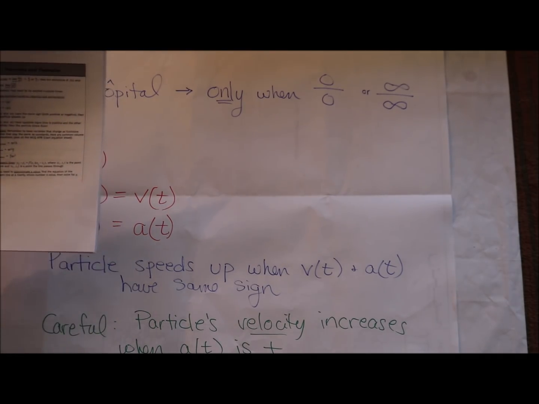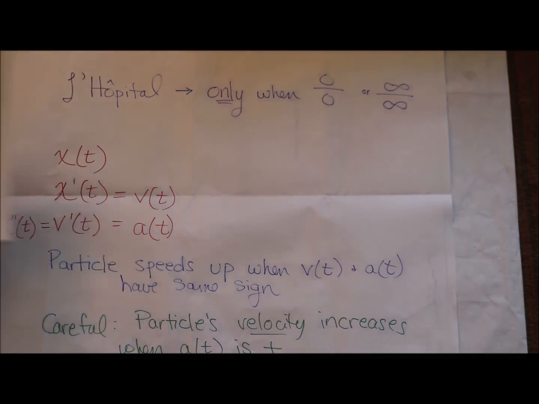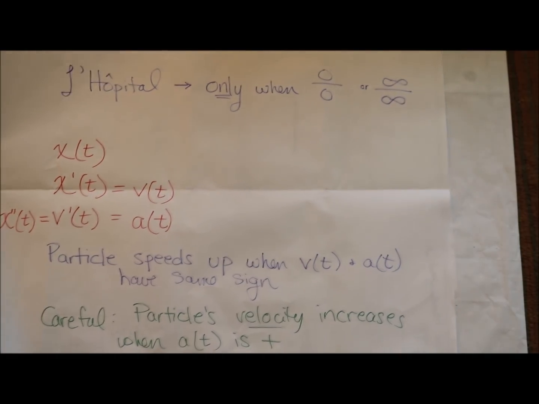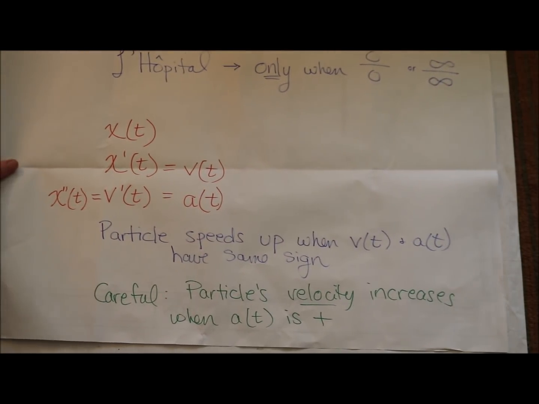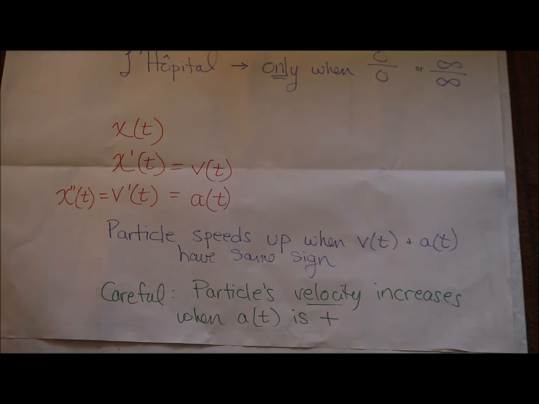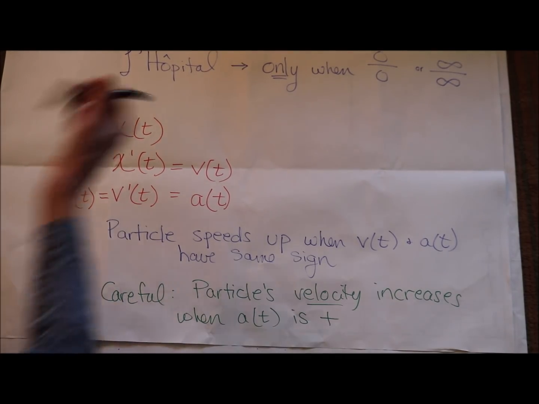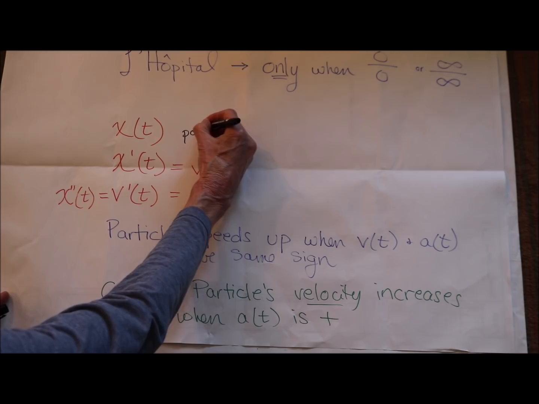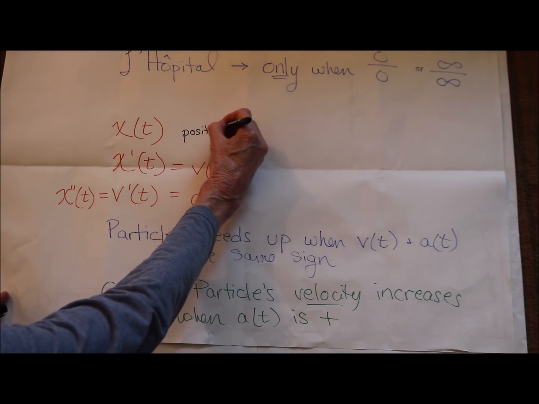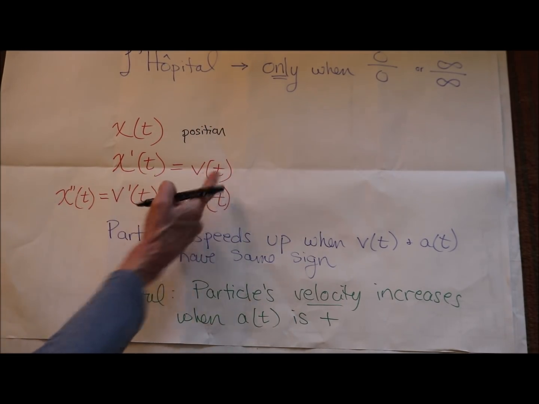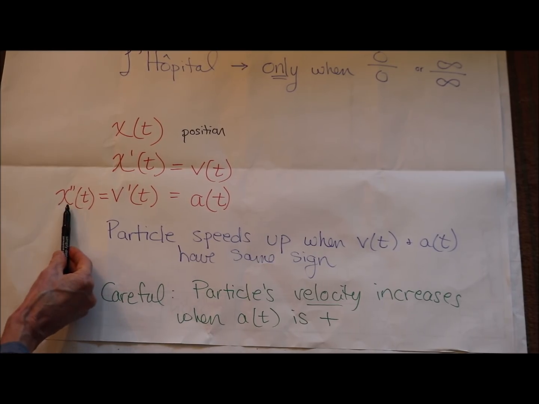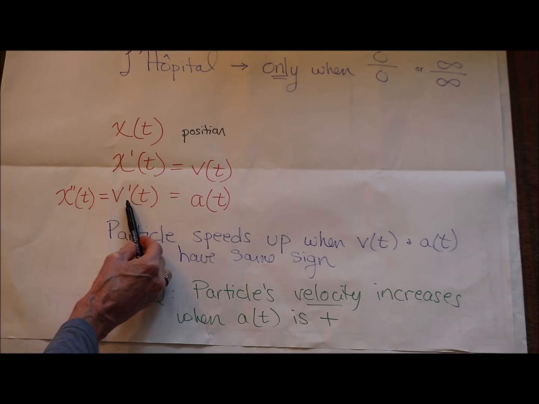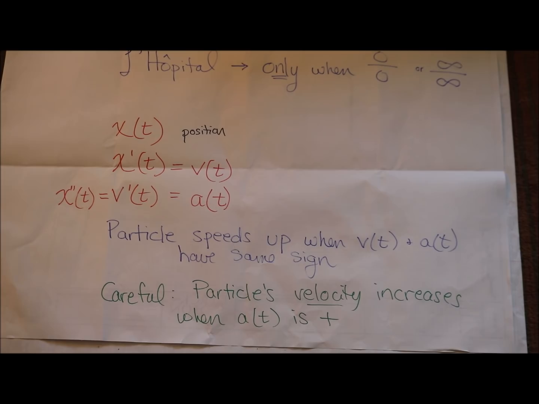Next on the cheat sheet, position, velocity, acceleration, these particle things. This is important. This is a kind of a popular topic. x of t, if I'm calling that the position function, they can call it different things. Of course, the derivative of the position is the velocity. The second derivative of the position is the first derivative of velocity, which is acceleration.